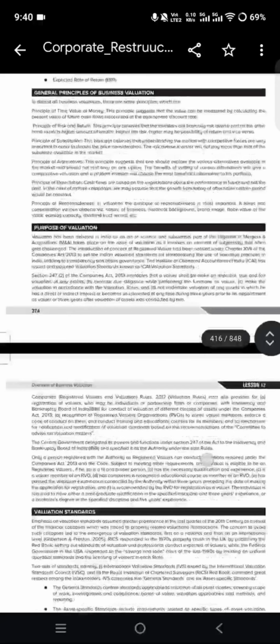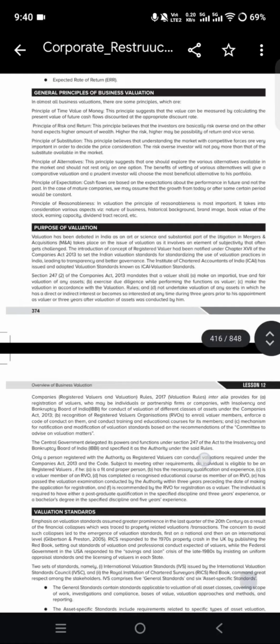The Red Book commands great respect among the stakeholders. IVS comprises 5 general standards and 6 asset specific standards. General standards contain standards applicable to the valuation of all asset classes, covering scope of work, investigation and compliance, basis of value, valuation approaches and methods, and reporting.